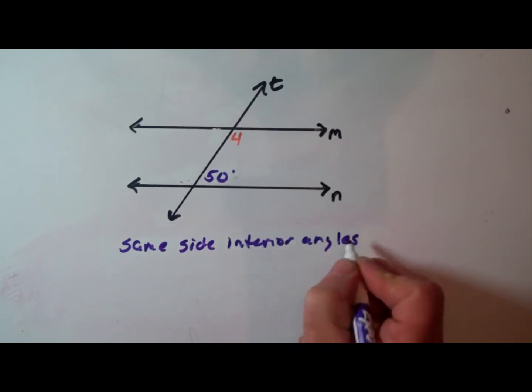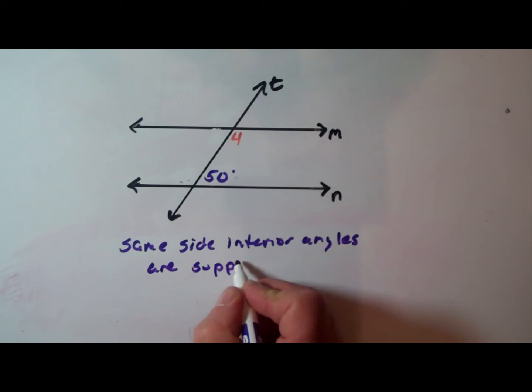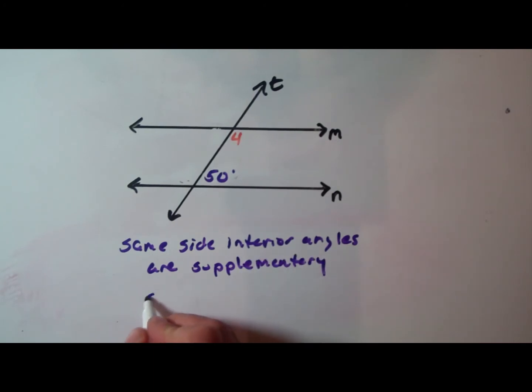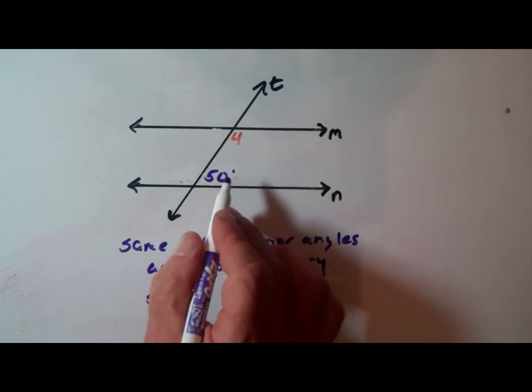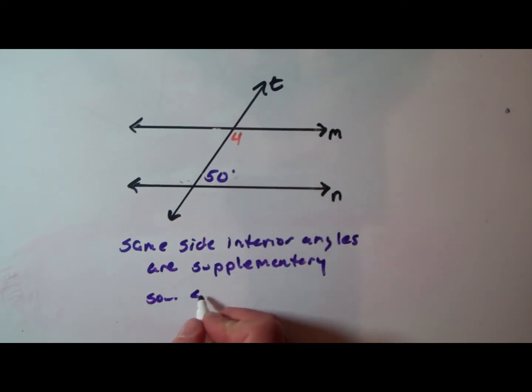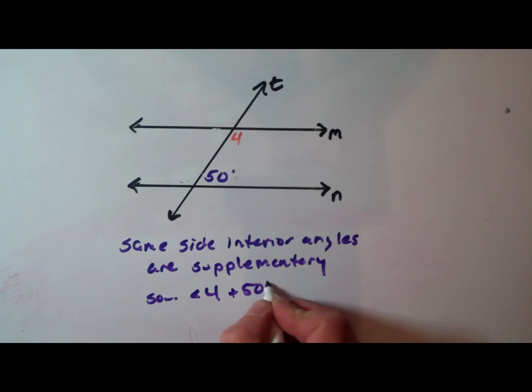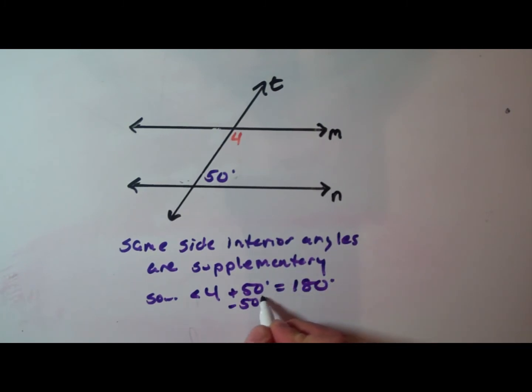These are same side interior angles, and they are, anybody? Good. They are supplementary angles. That means they add up to 180 degrees. So, when I add these two together, 50 degrees and angle 4, or angle 4 plus 50 degrees, I'll set it equal to 180 degrees, and now use my algebra skills to figure this out. Subtract 50 from both sides, and angle 4 equals 130 degrees.